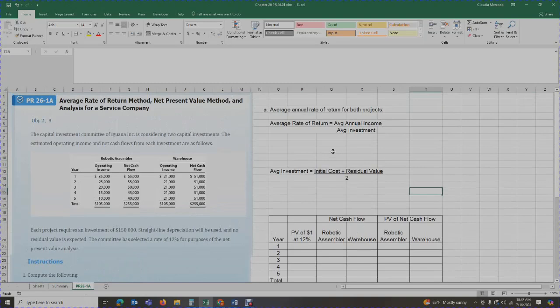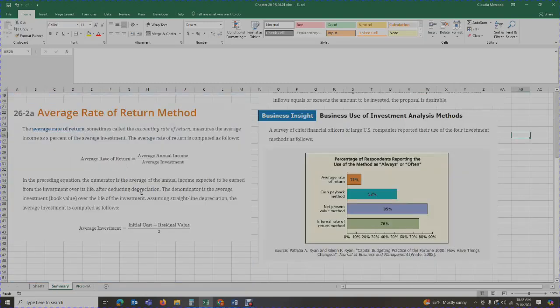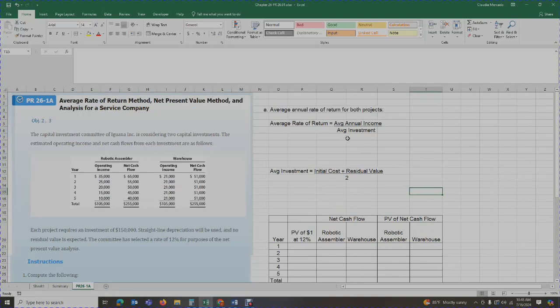Okay, so I've copied the formula, average annual income over average investment. That is coming from here. Okay, now before I begin plugging in numbers, I am going to calculate my average investment because I need that number to plug it into my formula. So I'm going to go ahead and calculate my average investment.